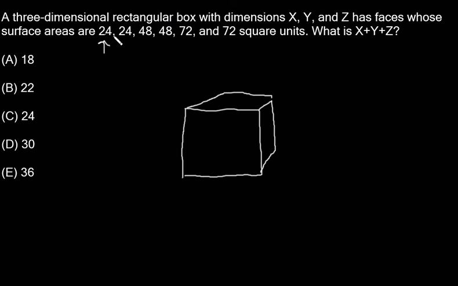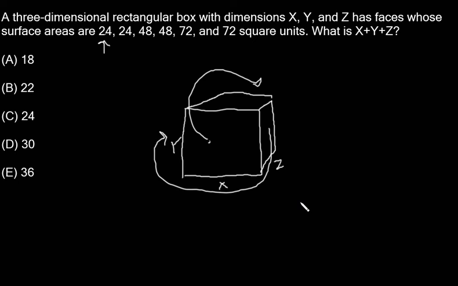Where do these repeats come from? This side is the same area as the opposite side, and this side is the same area as the opposite side of it. That's where the repeats come from. So if we had dimensions x, y, and z, let's think about that for a second. xy, which is the surface area of this side right here, would be 24.